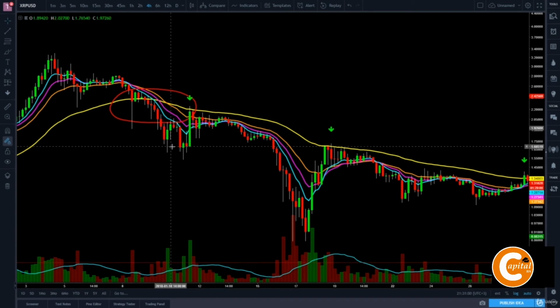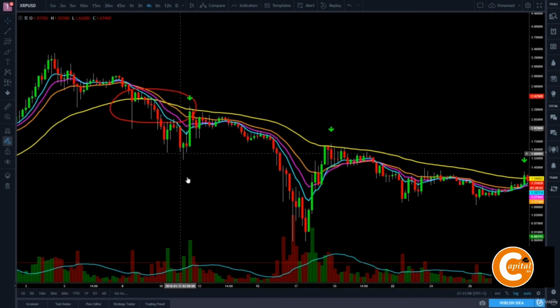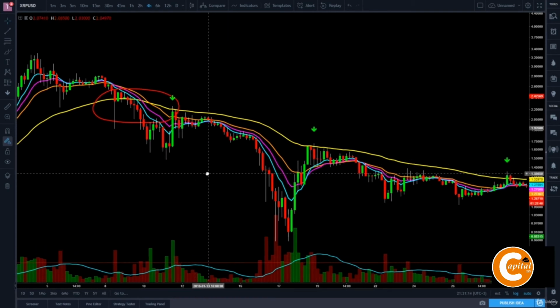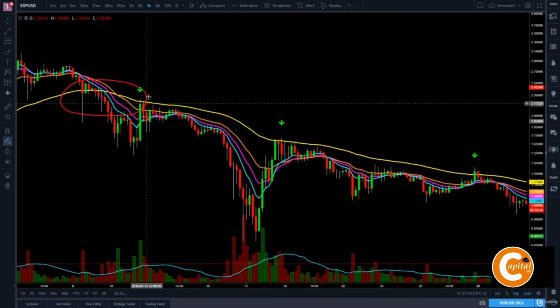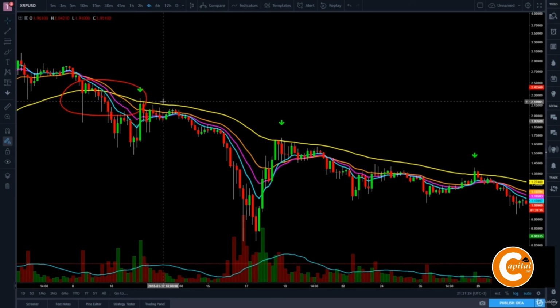So we sell our Ripple coins right here because we see a crossover to the downside of the 55 moving average, and we will follow our rules and we will buy this coin again when we see a crossover to the upside of the 55 moving average. Right here you can see that the bulls are attempting to push the price up, but they got rejected by the 55 moving average, and we will continue to downtrend even further.